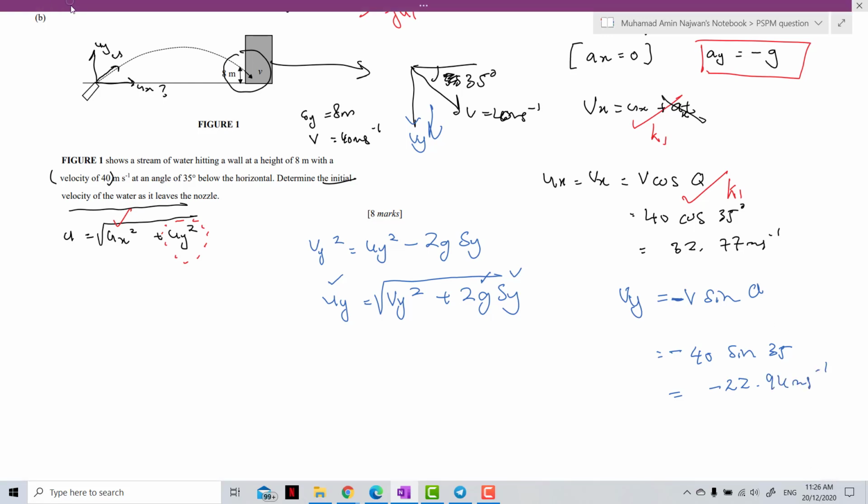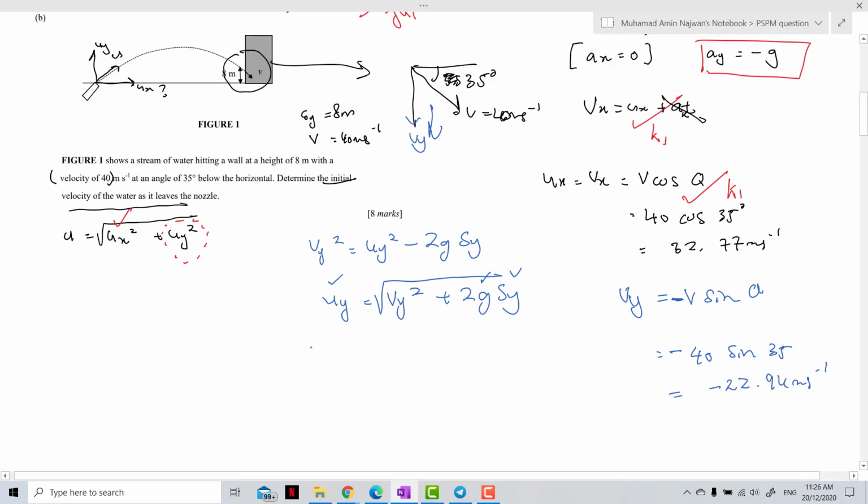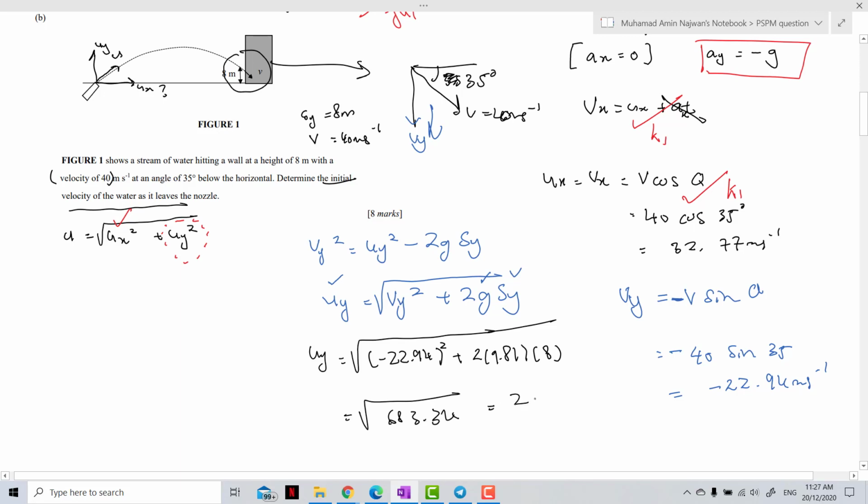So by doing that, you can actually multiply and substitute into our UY. So our UY is actually the square root of negative 22.94 squared plus 2 times 9.81 times SY. What is our SY? It is 8. So if you multiply and substitute here together, you'll get the square root of 683.34, which gives 26.14 meters per second as our UY.